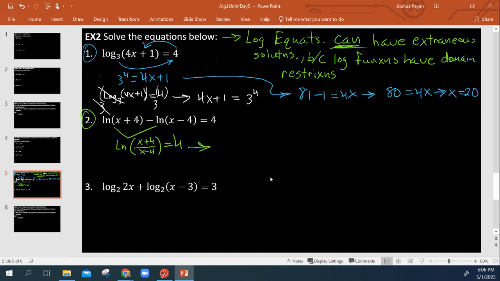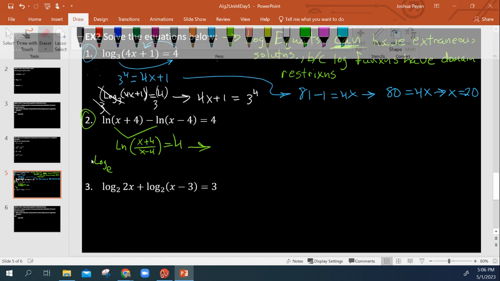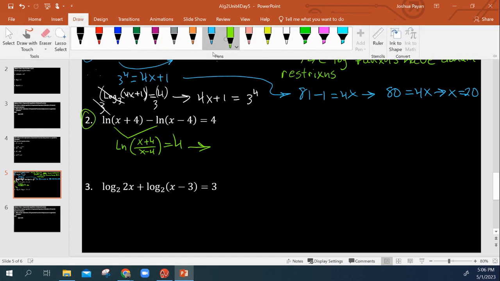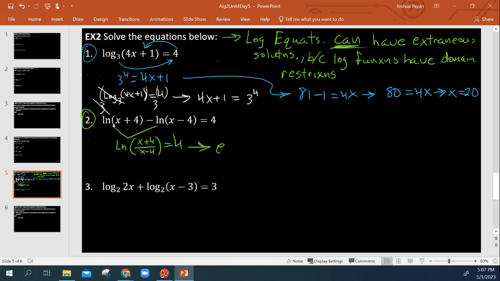But either way, because this is natural log, we know that means log base e, or Euler's number. So that means I'm going to have e to the fourth power is equal to (x plus 4) over (x minus 4). Now we're going to use our little trick from geometry. Put e to the fourth power over 1, so cross multiply.